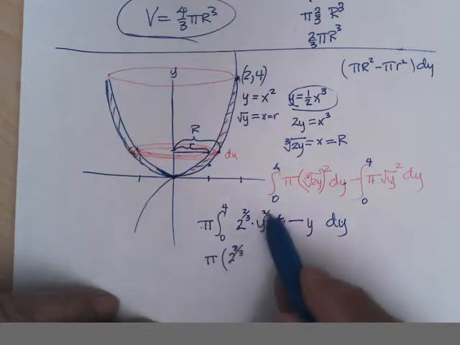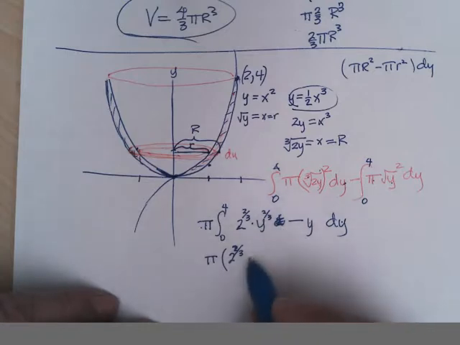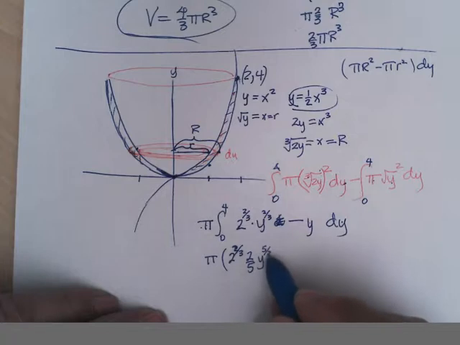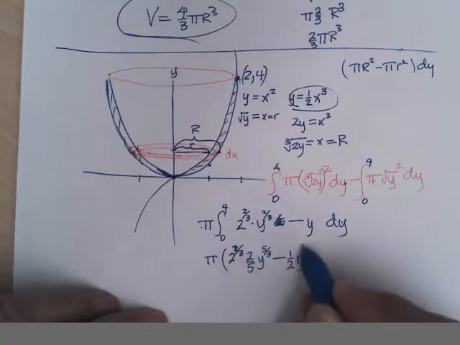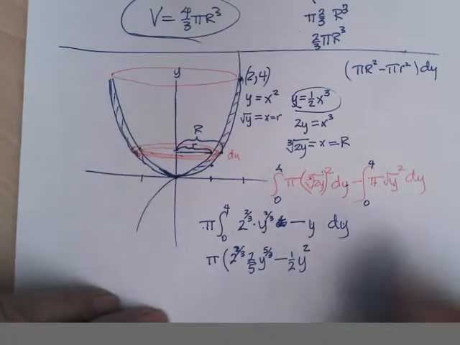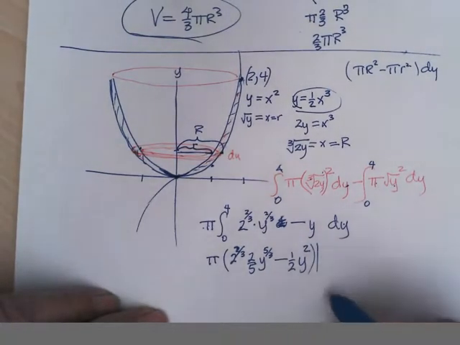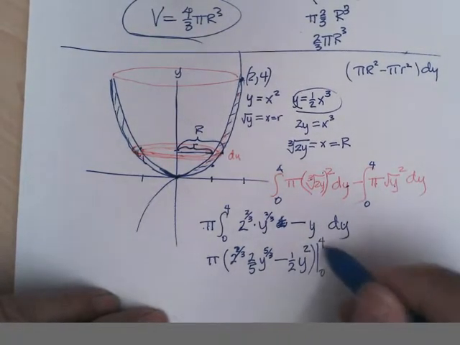And the antiderivative of this is going to be, have to add 1, which is 5/3, so it's 2/5 y to the 5/3 minus 1/2 y squared, evaluated from 0 to 4.